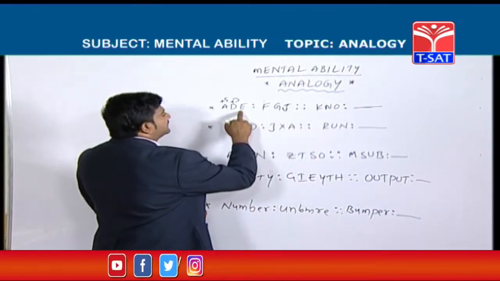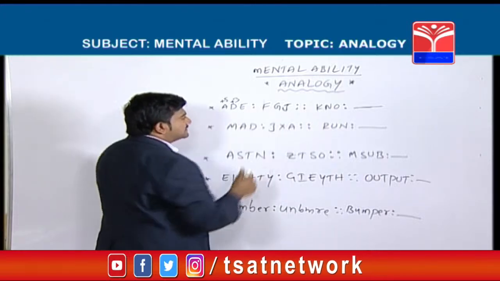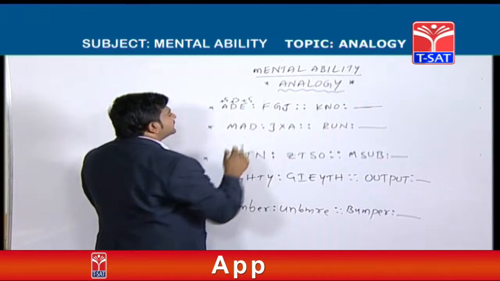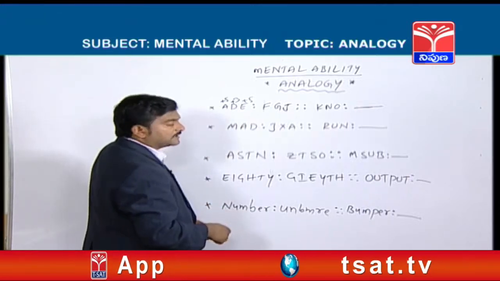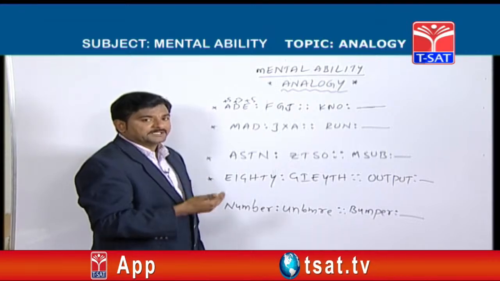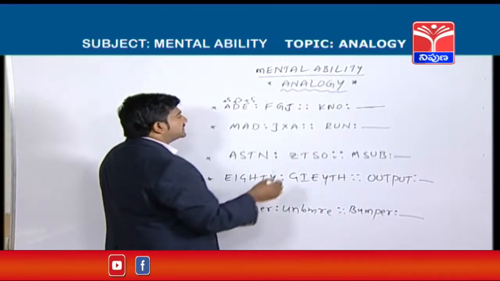E means 5, whereas J means 10. So indirectly, the concept involved in that question is what? Plus 5, plus 3, plus 5. I repeat, plus 5, plus 3, plus 5 concept. So apply same thing here.